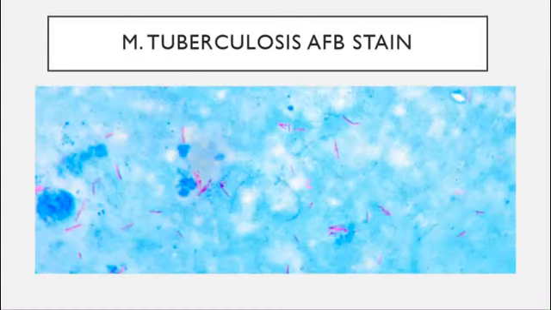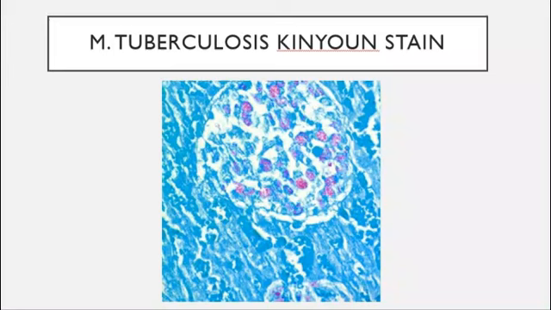Here is the Mycobacterium tuberculosis with the acid-fast stain. The red is the bacteria, and the background is blue. This is the Kinyoun stain. The red is due to the carbolfuchsin, and the blue is due to the methylene blue.